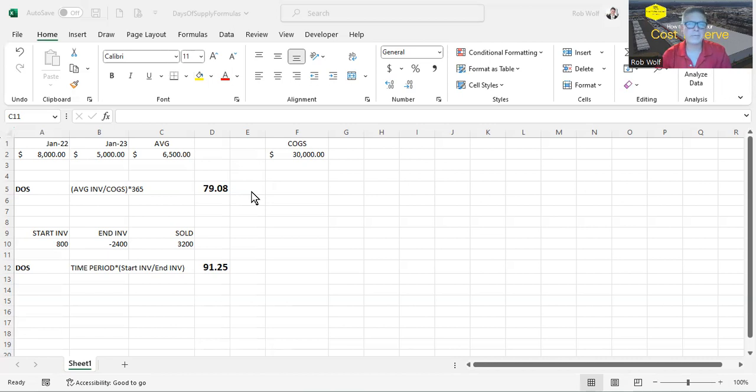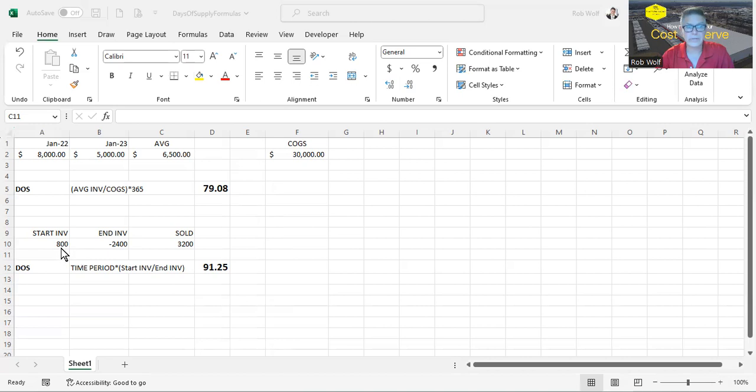The bigger reason why I don't like this is that all of your inventory is an average. So we don't know what specific items are at 20 days of supply and which items are at 150 days of supply. All we have is an average. In the supply chain, we've got to get down to that item level detail. And how do we do that? We look at the sales of each item.